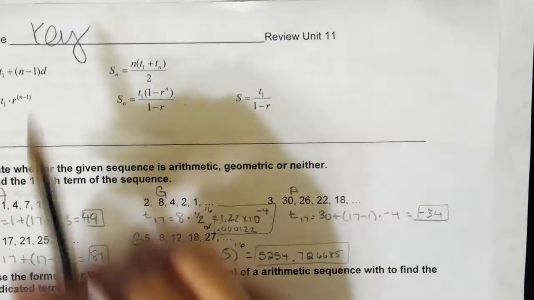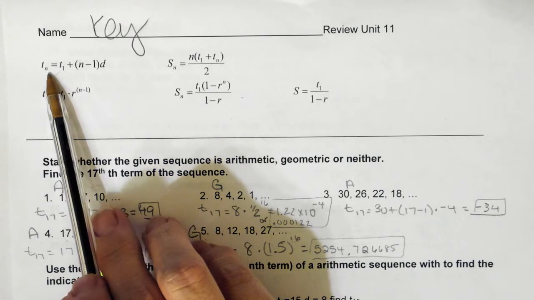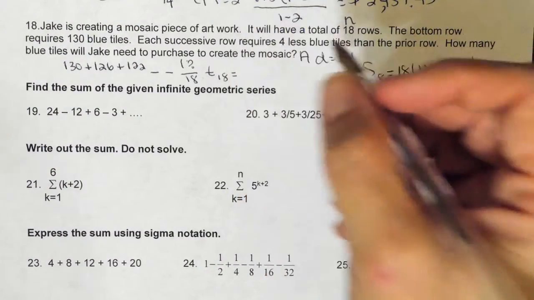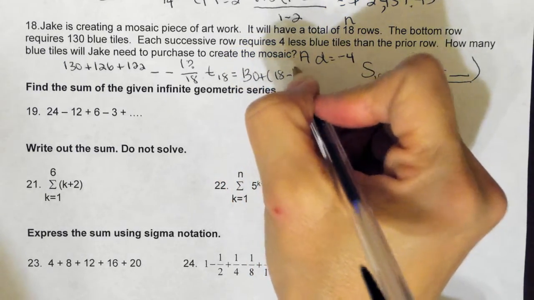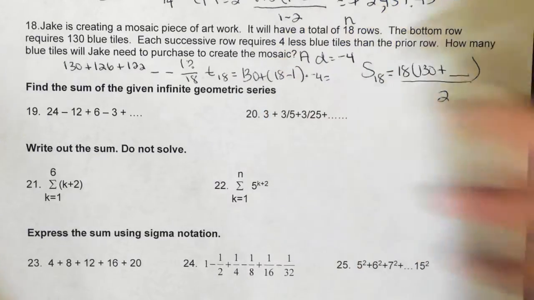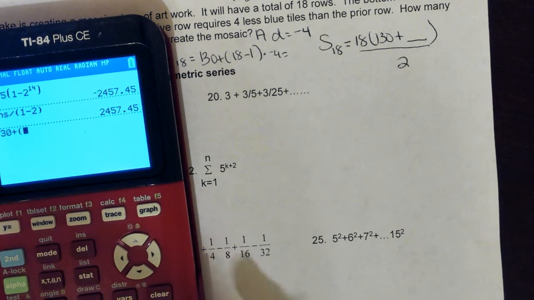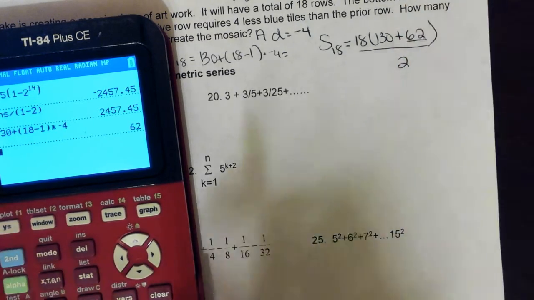So I also have to use this equation here. I'm looking for the 18th term. To find the 18th term, I take the first term plus 18 minus 1 times my common difference of -4. So the 18th term is going to equal the first term plus 18 minus 1 times -4. Let's go find out what that is. So 130 plus 18 minus 1 times -4. So my last row of mosaics is going to have 62 tiles.